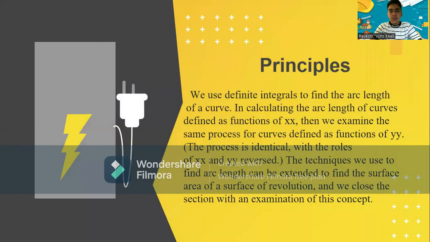So the principles. We use definite integrals to find the arc length of a curve. In calculating the arc length of a curve, we first define it as a function of x. Then we examine the same process for curves defined as a function of y. This process is identical with the roles of x and y reversed. The techniques we use to find the arc length can be extended to find the surface area of a surface of revolution. And we close the section with an examination of this concept.